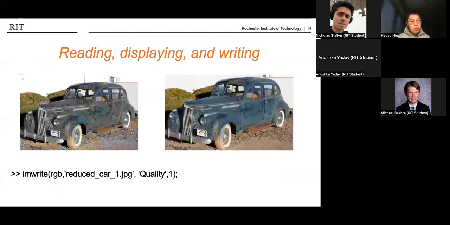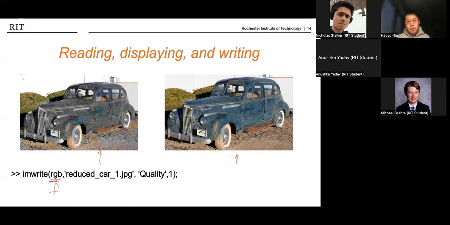So what I want to show you is another function, how to write an image. Here we have two images. On the right side is our original image. On the left is a reduced image made by using the quality method. When we write image data, for example, when we read the image and call it RGB, or you can call it F or any variable name, you can define that.